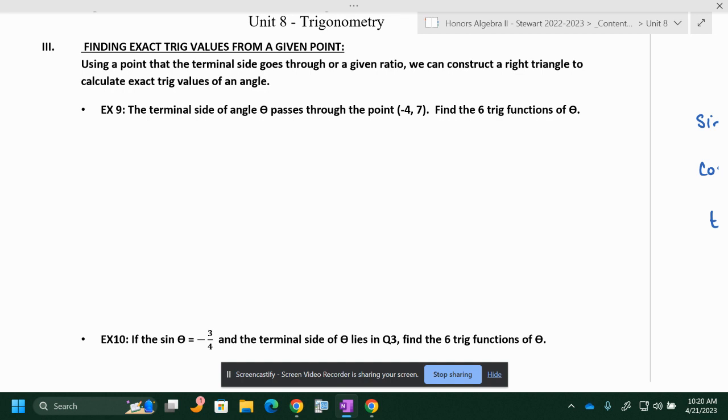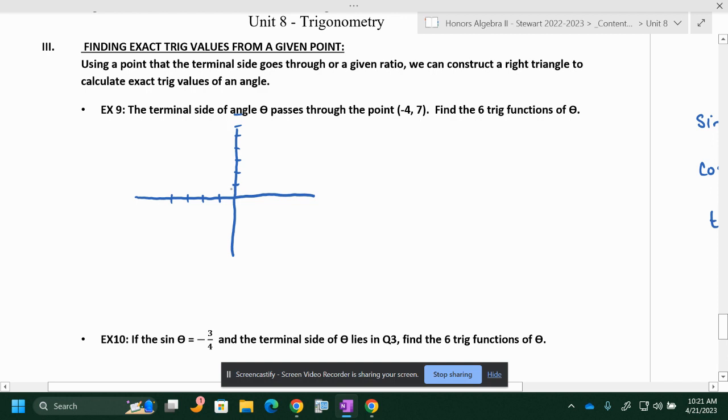So the terminal side of an angle, that's the one that moves, passes through the point -4, 7. Find the 6 trig functions of that angle, theta. First thing I'm going to do is draw my coordinate plane. 1, 2, 3, 4. 1, 2, 3, 4, 5, 6, 7.